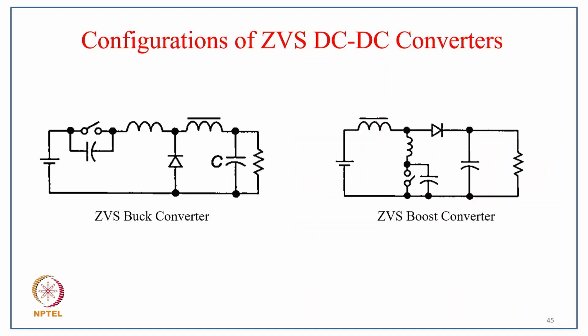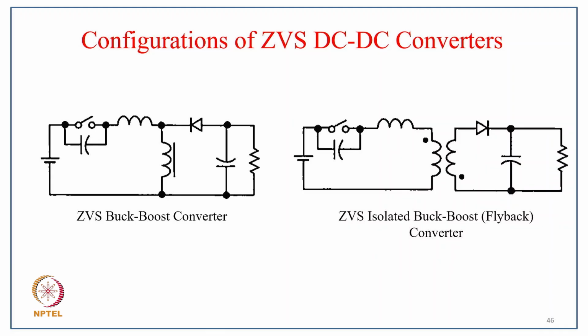As you can see, in the buck converter, the capacitance is in parallel to the switch and the inductor in series. Then you can have a ZVS boost converter, again with the capacitance in parallel and the inductor in series with the switch. Similarly for the buck-boost converter, you can see the inductor in series and the capacitance in parallel to the switch. Similarly for the ZVS isolated buck-boost converter or flyback converter, you can see capacitance in parallel to the switch and inductor in series with the device. So all these converters can be converted into resonant converters, and in these converters we like to operate at high switching frequency so that even the filter size as well as transformer size can be reduced.